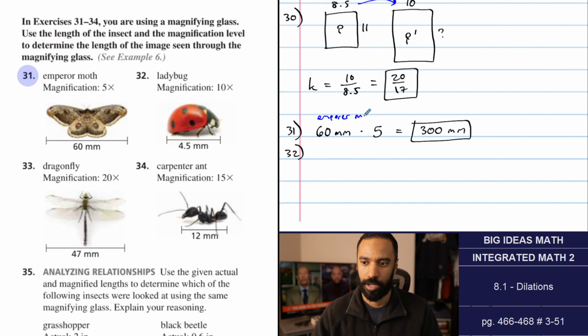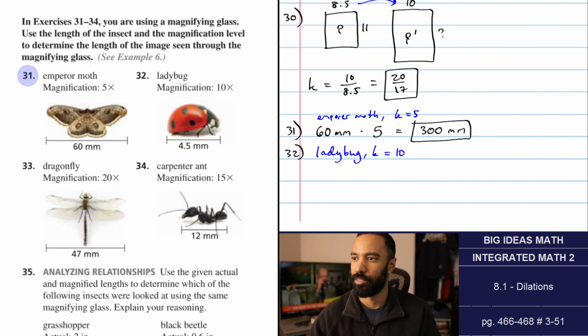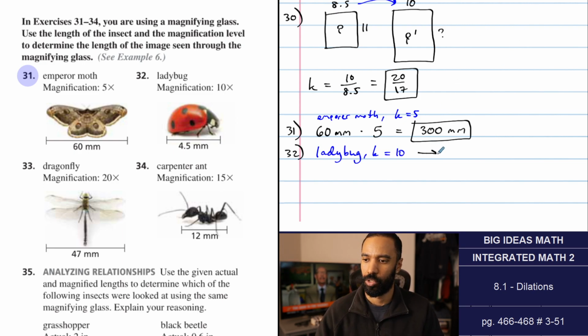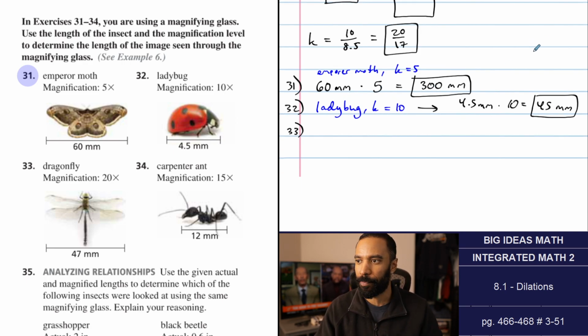Emperor Moth, K equals 5. The next one, Ladybug, K equals 10. We'll have us do 4.5 millimeters times 10, which is 45 millimeters. They're literally just asking you to multiply. I'm probably doing more than I need to by copying down the problem, but let's do it.